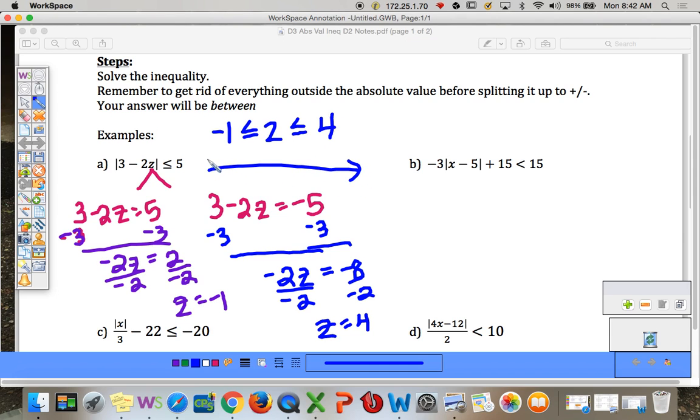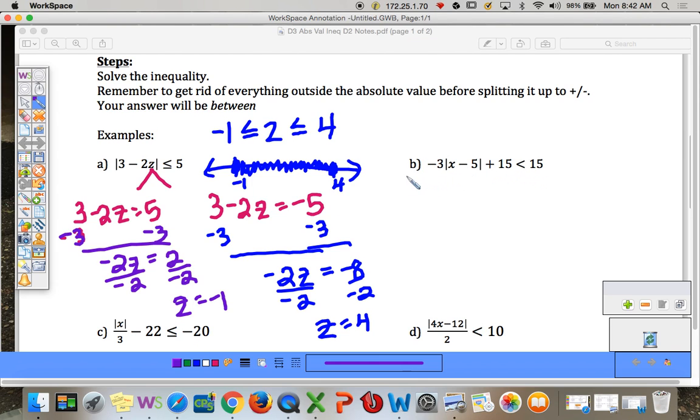If we were to graph it, at negative 1 there'd be a closed dot. At 4 there'd be a closed dot. And it would be everything in between. All of these numbers would work. And you can check your answer by plugging in any of those numbers. Negative 1 to 4 should work and be less than or equal to 5 when you plug in. Let's try the next one.